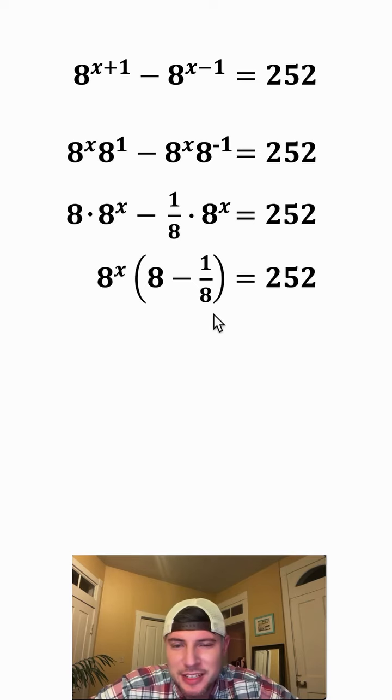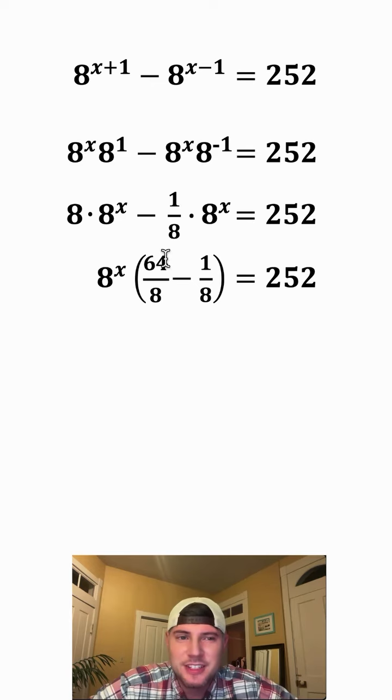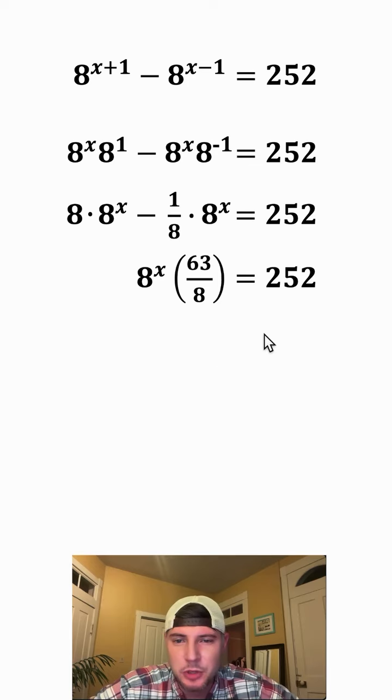Now let's focus on the inside of the parentheses. In order to subtract these two terms, we need to give them a common denominator. Let's rewrite this 8 as 64 over 8. 64 over 8 minus 1 over 8 is 63 over 8. And then we can smush everything together.